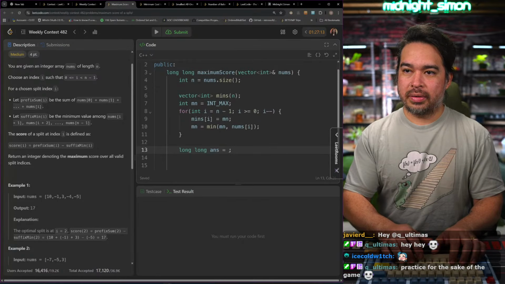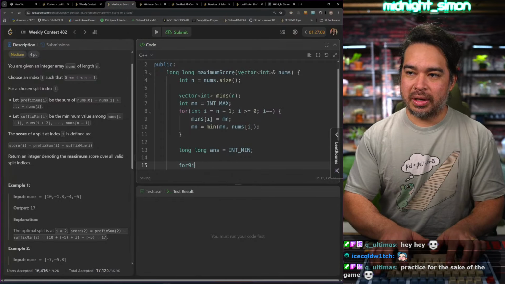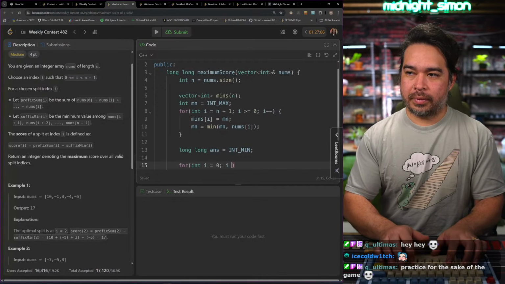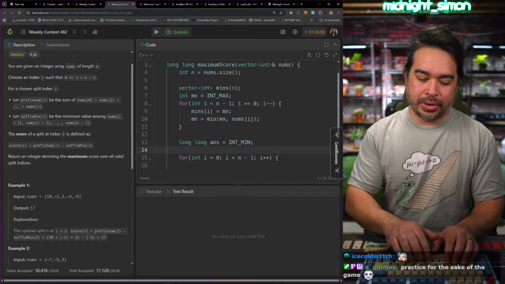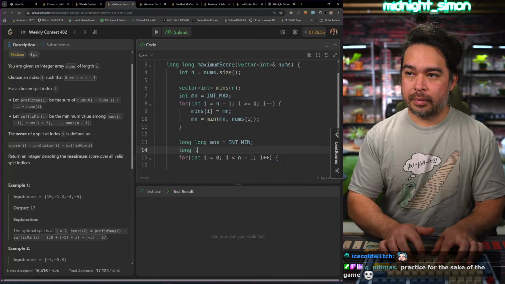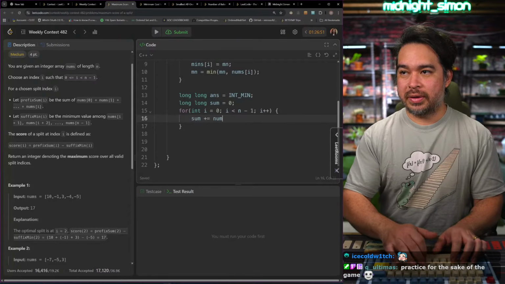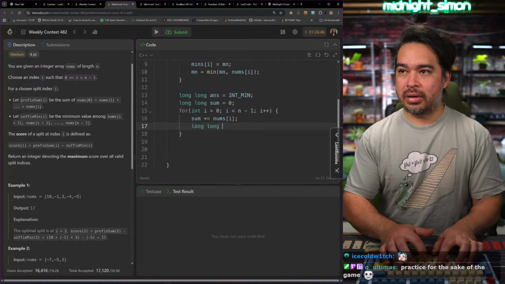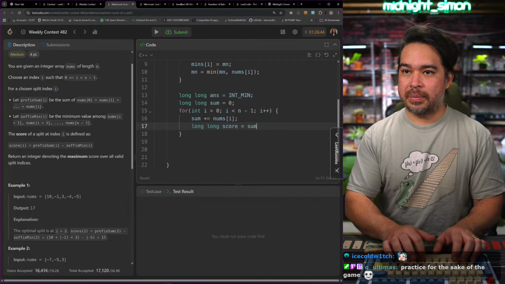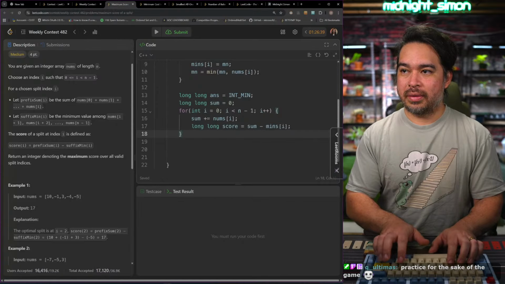Should I put, I think int min might be okay here. So now I'm iterating from the beginning. And then I'm going right up to the second to last one. And then they want the sum. So the sum is equal to that. And then the score is going to be equal to the sum minus the min, right?